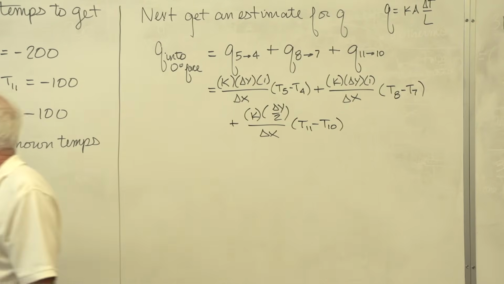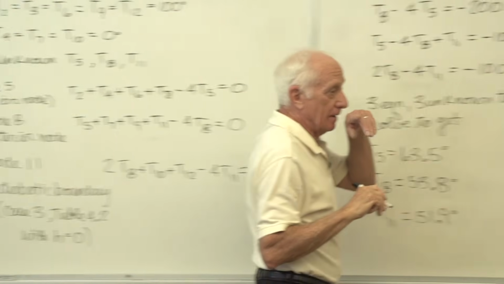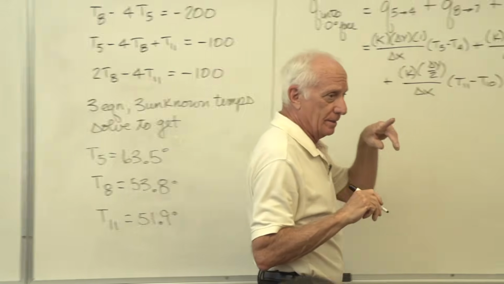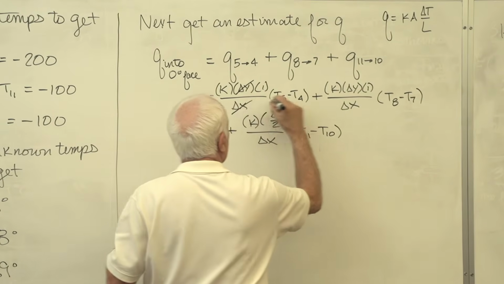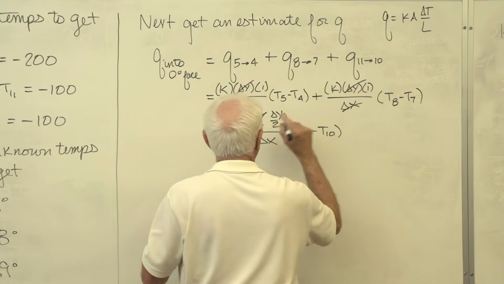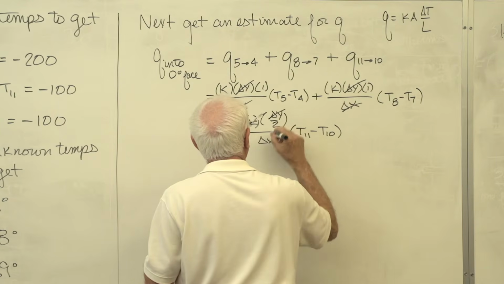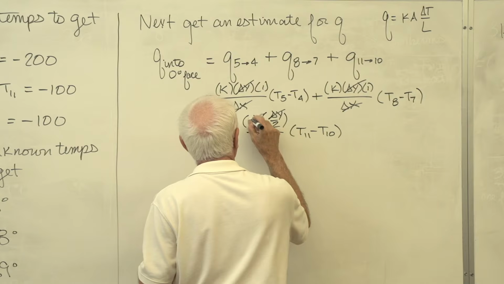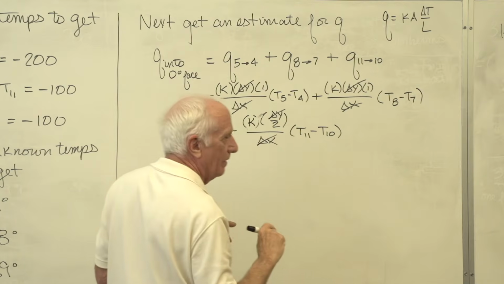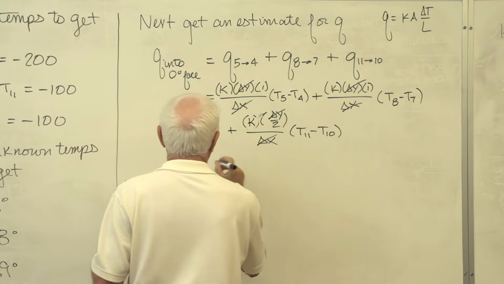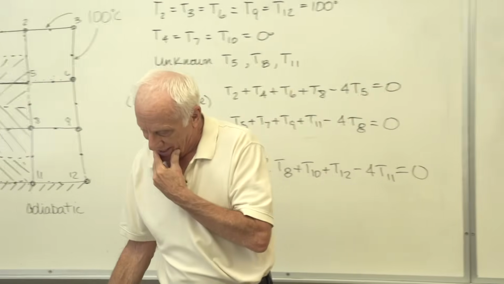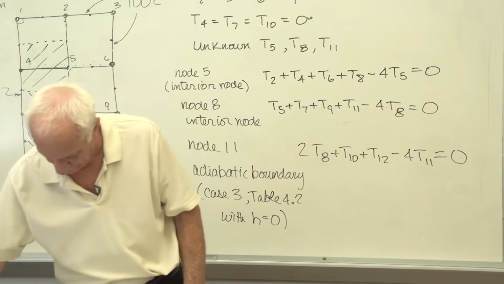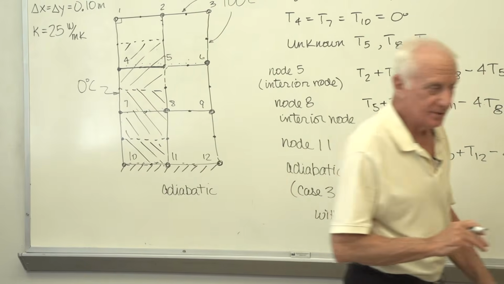So there it is. If we make the grid square, delta X equal delta Y, it makes life easier. Cancel, cancel, cancel, cancel, cancel. Oops, not K. Delta Y, delta X. I know K, 25. I know all the temperatures. Put them in there, and Q is equal to 360 watts.